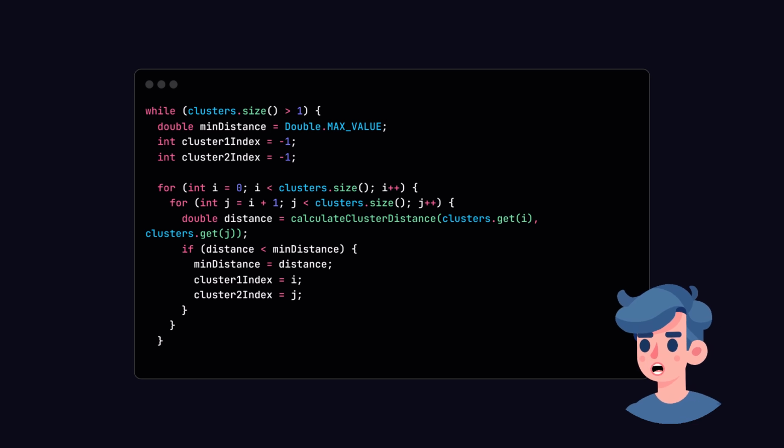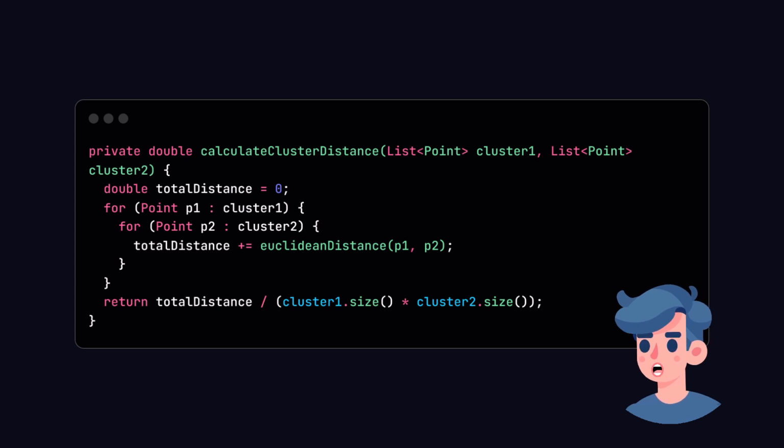Now that we have our distance function, let's move on to the core part of the hierarchical clustering algorithm. Here, we're initializing our clusters where each data point starts as its own cluster. Next, we need to implement an iteration that continues until there is only one cluster left. In the first loop, we're trying to find the two closest clusters.